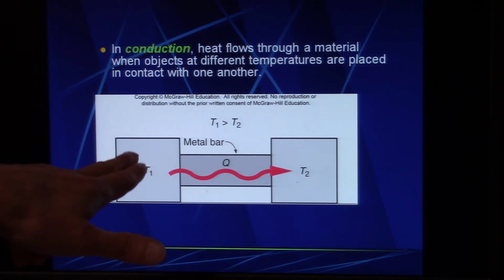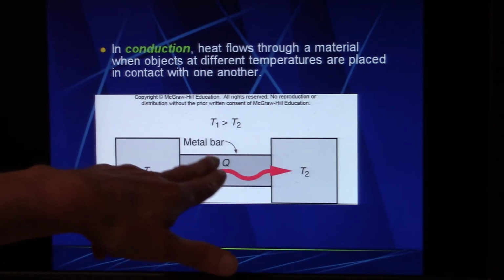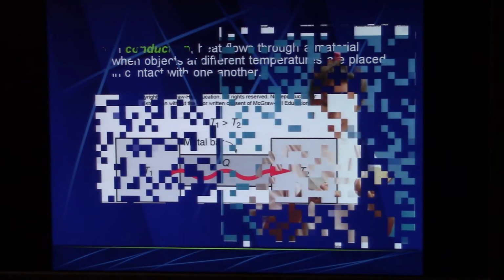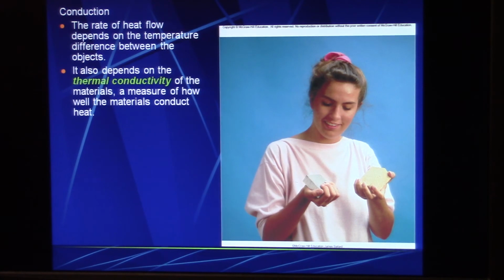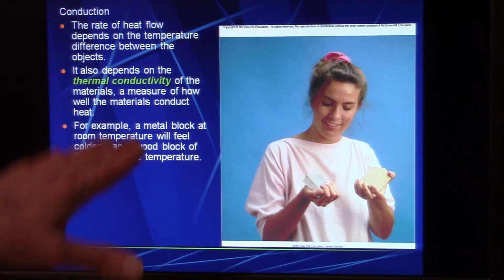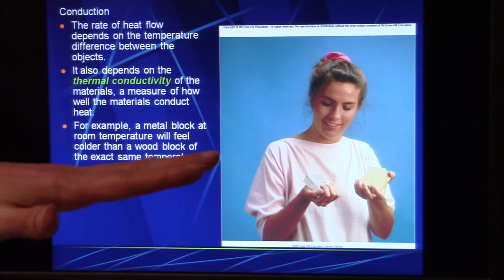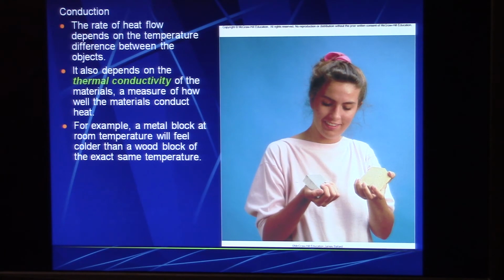So here they're showing conduction. You have two things, and you have a metal bar between them. Well, that's going to conduct the heat between those two things. And what's interesting is thermal conductivity. That's how easy or hard it is for heat to flow in certain objects.